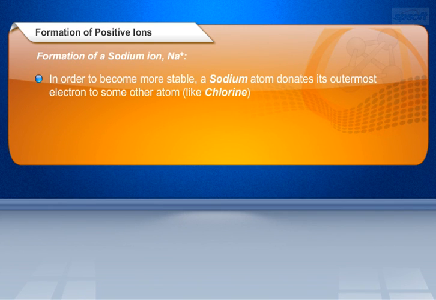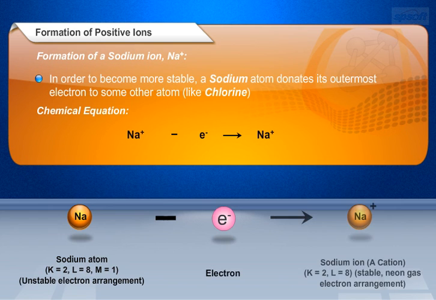In order to become more stable, the sodium atom donates its outermost electron to some other atom, like chlorine. The chemical equation for a stable sodium ion is: a sodium atom has an unstable electron arrangement, that is K equals 2, L equals 8, M equals 1, and loses an electron to give a stable sodium ion, that is, a cation, with a neon gas electron arrangement of K equals 2, L equals 8.